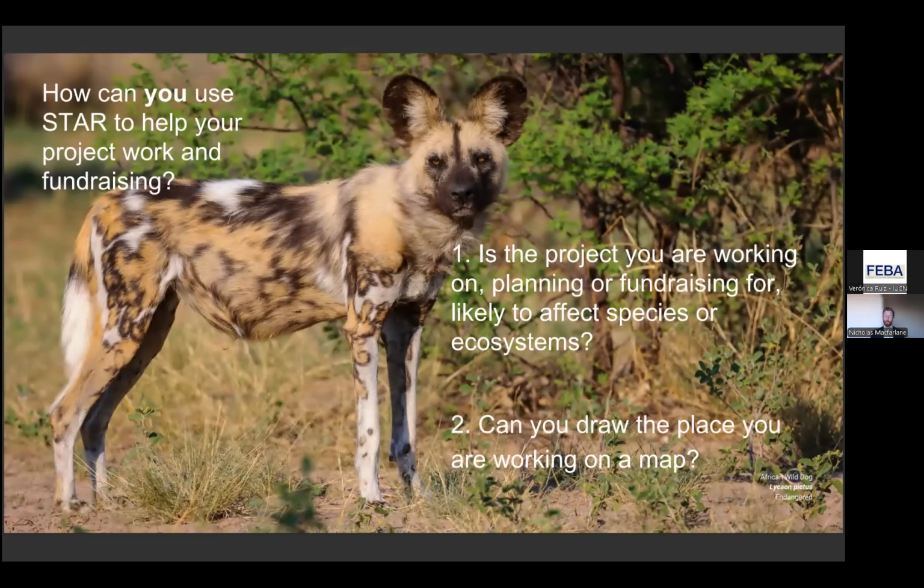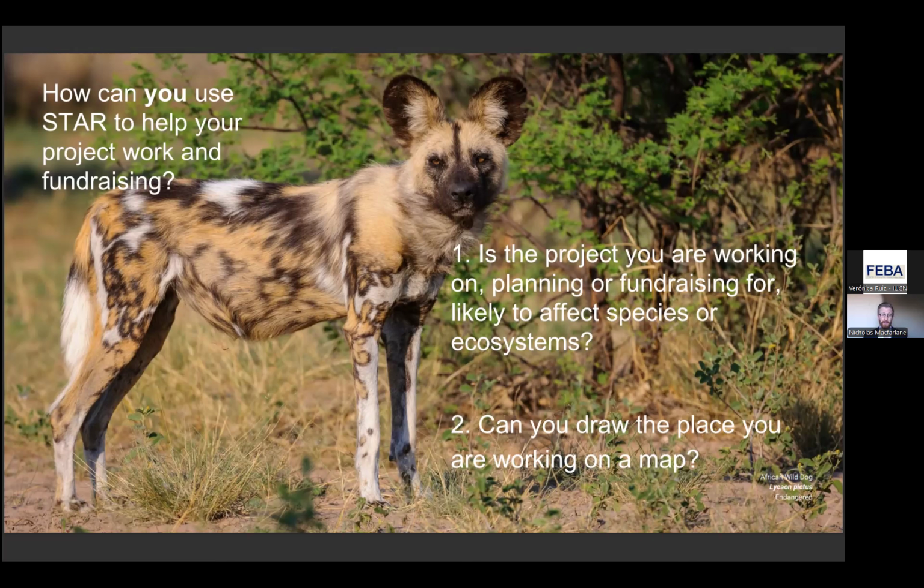So what does that mean for you? Well, let's take a short quiz. Really, there are two questions here you should ask yourself. One, is the project you are working on, planning, or fundraising for likely to affect species or ecosystems either directly or indirectly? And two, can you draw the place you're working on a map?